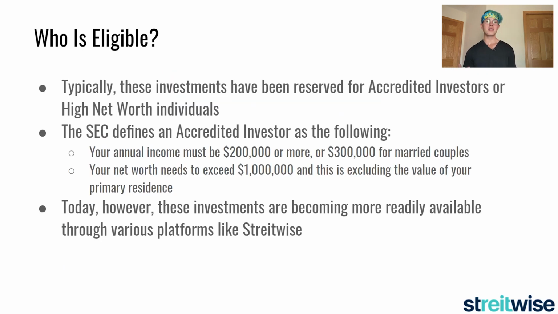Well, in the past, you had to be an accredited investor because most REITs were going to be private REITs. In order to meet that accredited investor requirement, there are a number of different avenues, the two most common of which are the income requirement or the net worth requirement. In order to meet the income requirement, you must have an income of over $200,000 or $300,000 if you are married. To meet the net worth requirement, you need to have a net worth of over $1 million, excluding your primary residence. However, through platforms like Streitwise and many others, these requirements are no longer in the way of investors starting to get exposure to real estate.